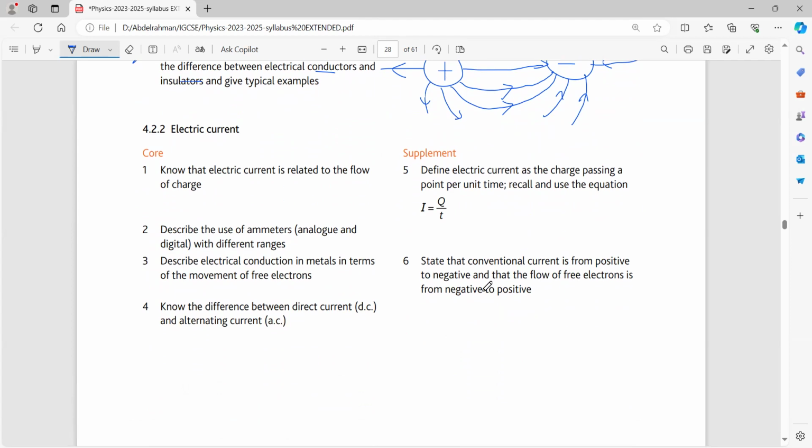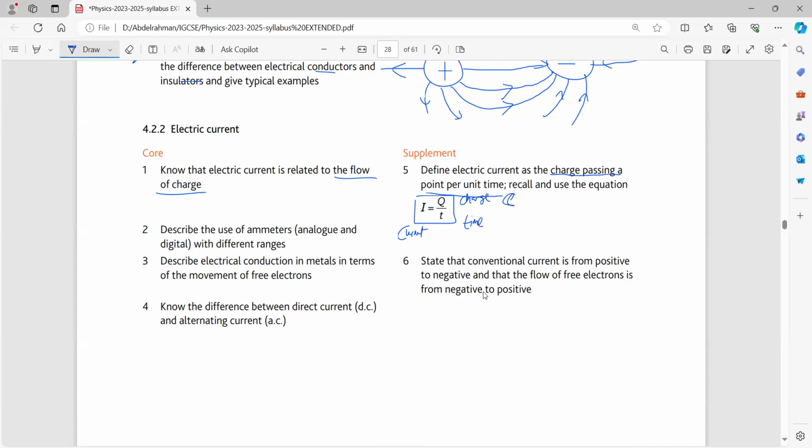Electric current is the rate of flow of charge. We can define it as the charge passing a point per unit time. That's why I say rate. Rate means per unit time. I equals Q over T, in which I is the current, Q is the charge, and T is the time.